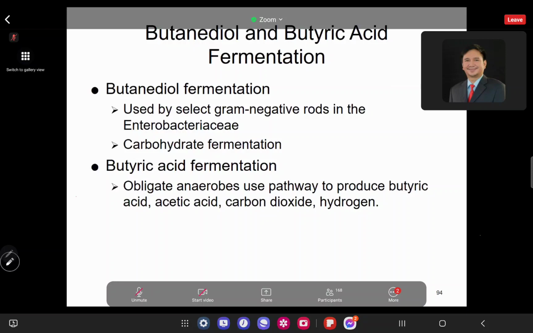While your butyric acid fermentation used by obligate anaerobes. So these organisms, they absolutely die in the presence of oxygen. So the end products will be butyric acid, acetic acid, carbon dioxide, and hydrogen. This is seen in Clostridium species such as your Clostridium difficile, which causes antibiotic-associated colitis. Remember that, Clostridium difficile. The production of butyric acid contributes to tissue damage and inflammation during infections.